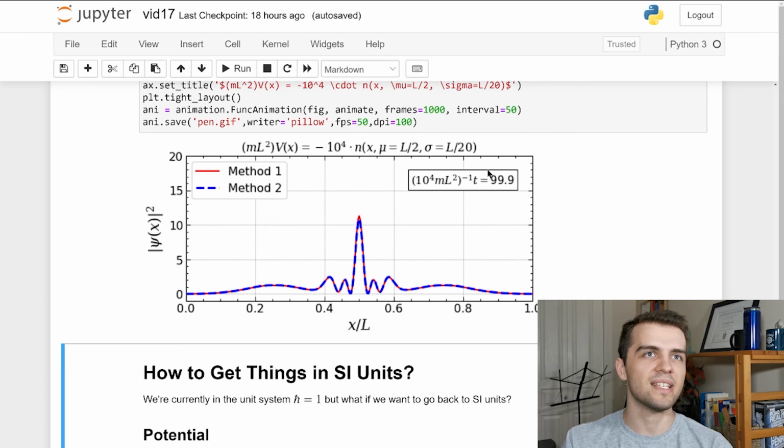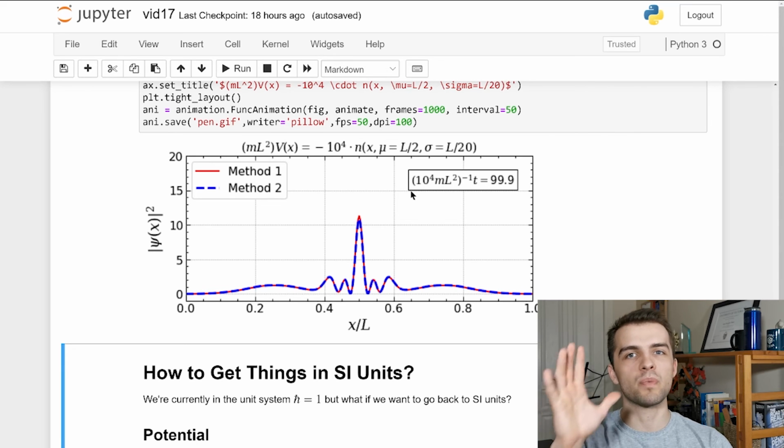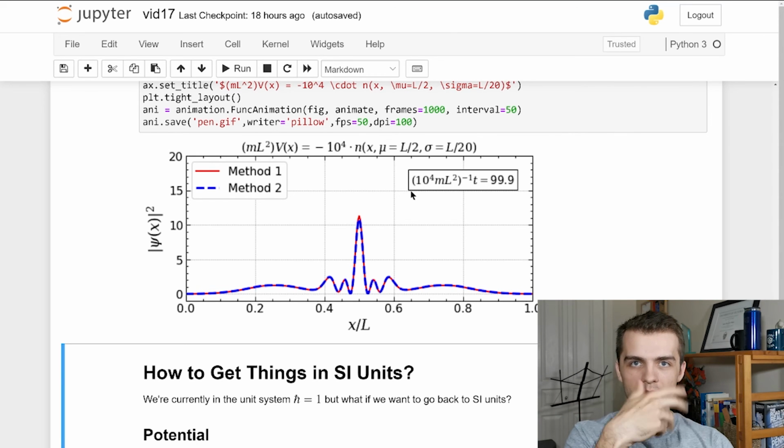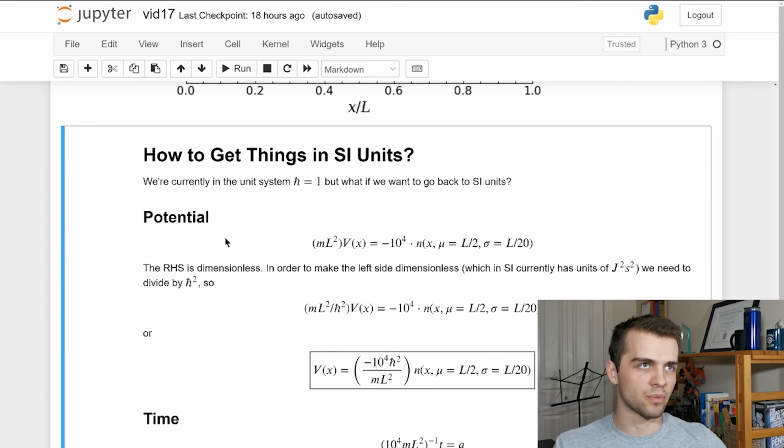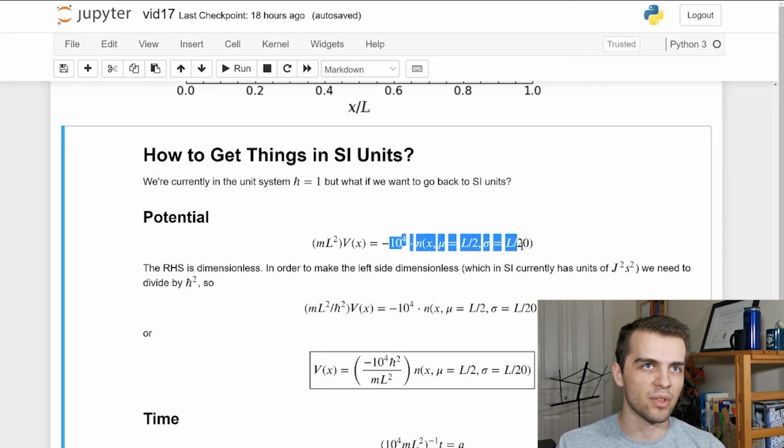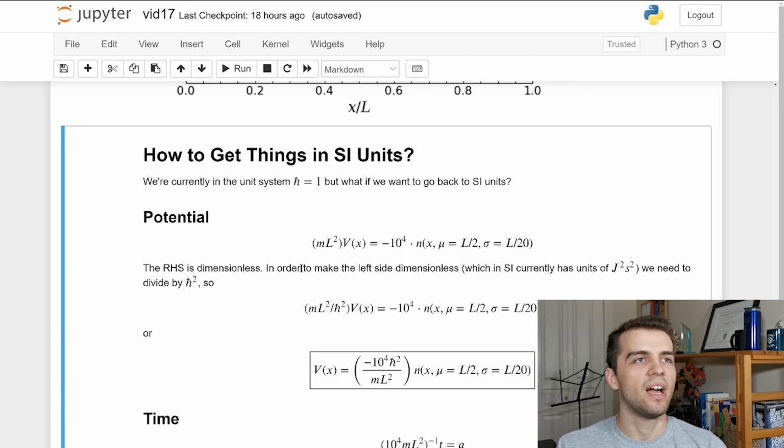Because of course, this is dimensionless here, but in SI, this on the left-hand side is not dimensionless. And what we do is we multiply by h bar in various ways to make things dimensionless, right? If this is dimensionless on the right-hand side, we need to multiply by h bar appropriately to get this dimensionless. And so we'll start with the potential, right? The potential m l squared V is equal to this, and everything here is dimensionless, right? The right-hand side is dimensionless.